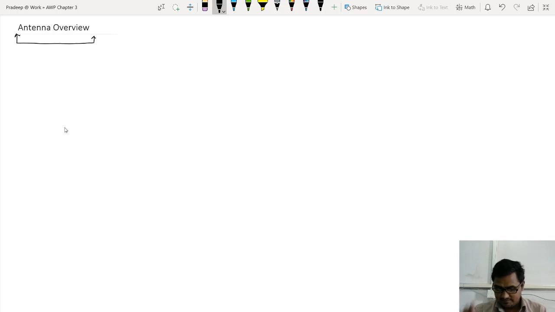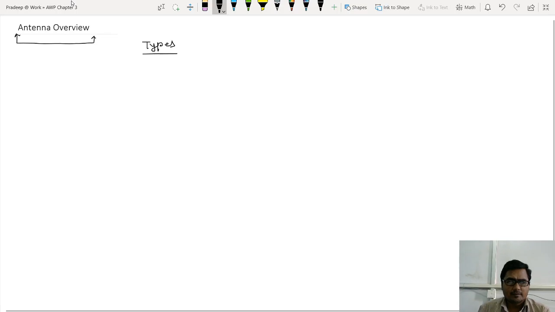So before starting with this antenna overview, we'll start with types of antenna, because we have covered this types of antenna part in your first chapter also, but still as an overview, or let me call it a revision, let us start with the types of antenna. I'll write here types. Right. So what are the types of antenna?